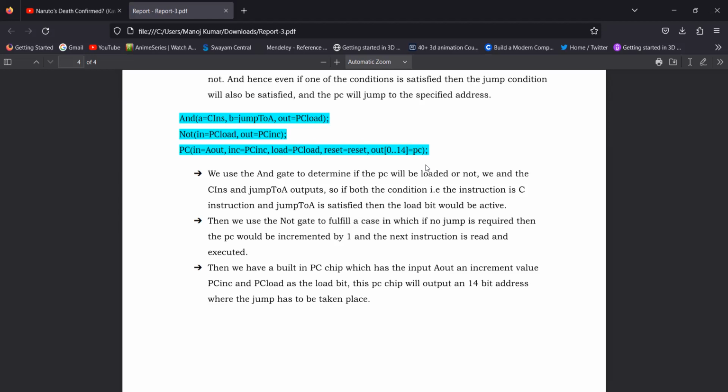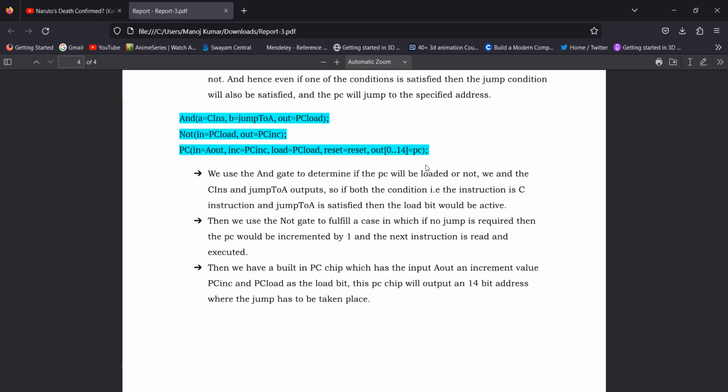The AND gate will decide whether the PC is to be loaded or not. If both of the conditions in the AND gate are satisfied, then the load bit for the PC is enabled. Then we have a NOT gate, which is to fulfill a case. Suppose the instruction that is given to us has no need for any jump. In that case, the PC will just be incremented by the value 1 and will perform the next instruction that is stored in the instruction memory.